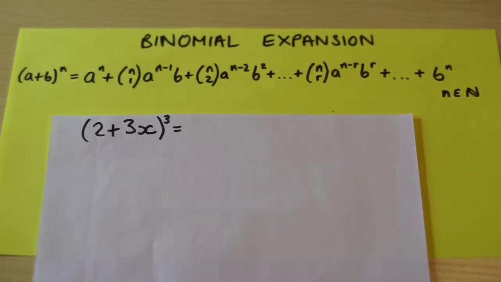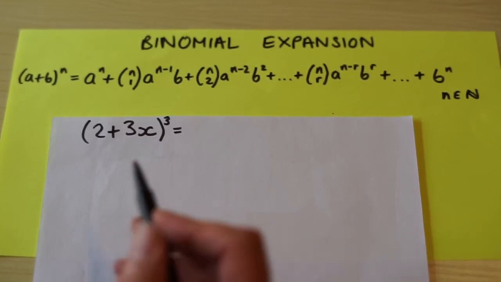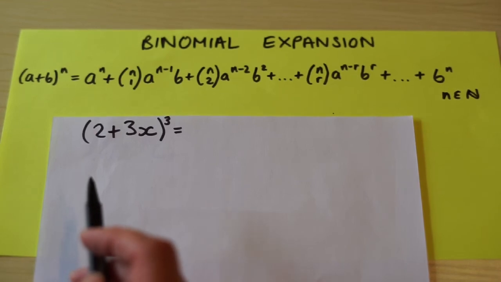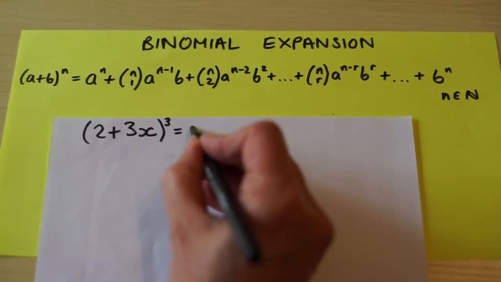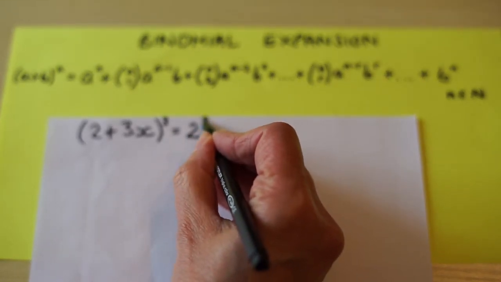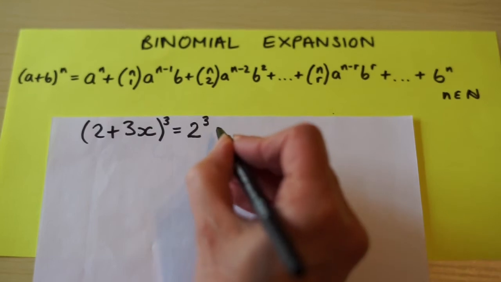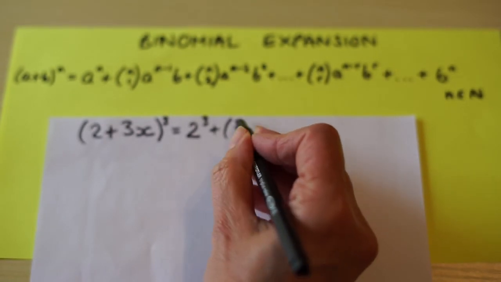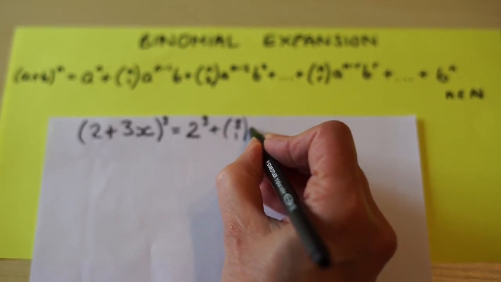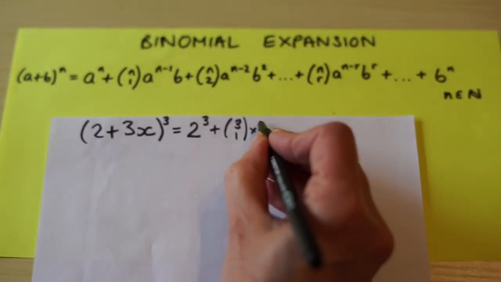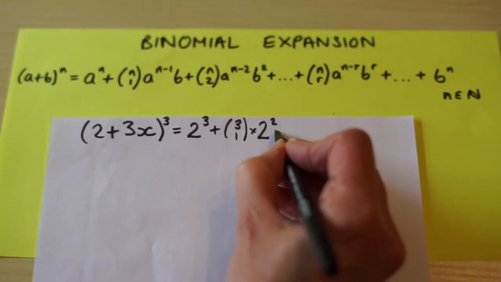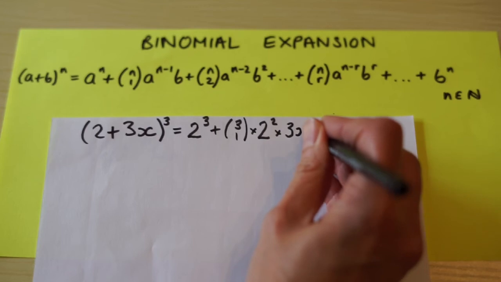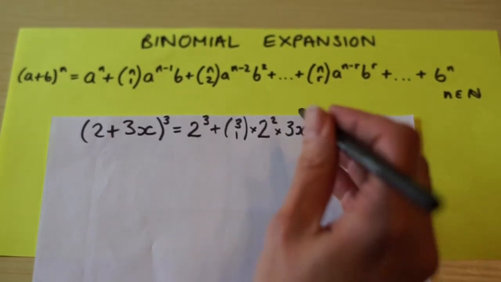So this is the last example today. We're expanding this bracket. The A term is 2 and the B term is 3x. So let's start with the A term to the power 3, which is the bracket term. We've got the coefficient 3 choose 1 multiplied by the A term, reduce the power, multiplied by the B term, to the power 1.